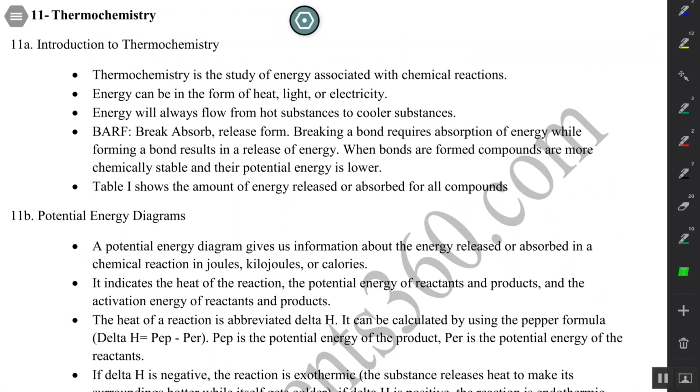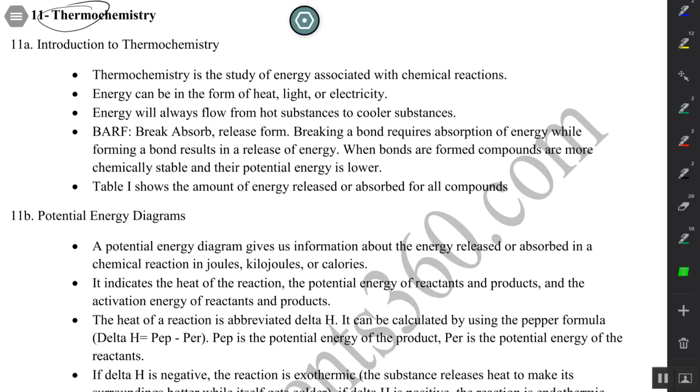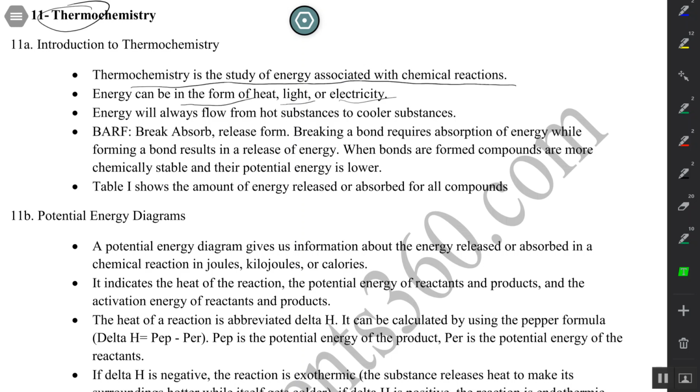Okay, so thermochemistry, the word thermal stands for heat. So we're going to talk about heat energy, how energy is gained and released, by drawing potential energy diagrams. Thermochemistry is the study of energy associated with chemical reactions. Energy can be in the form of heat, light, electricity. There could also be nuclear energy. There are all types of energy.